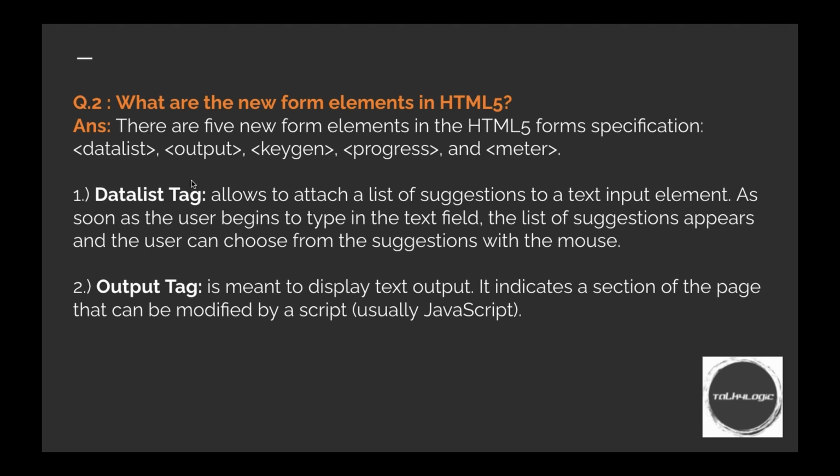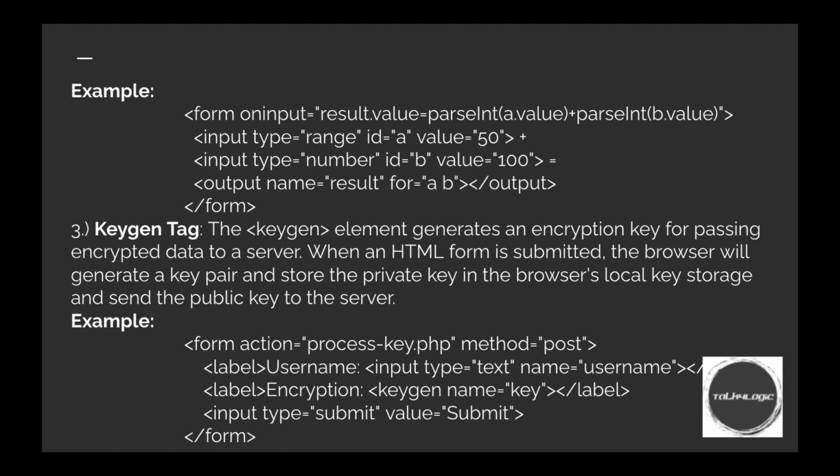and the meter tag. So what is the datalist tag? It allows you to attach a list of suggestions to a text input element. As soon as the user begins to type in the text field, the list of suggestions appears and the user can choose from the suggestions with the help of the mouse. The output tag is meant to display text output. It indicates a section of the page that can be modified by a script, usually with the help of JavaScript. In the example below, we have an output tag that has been managed by the form's oninput attribute.